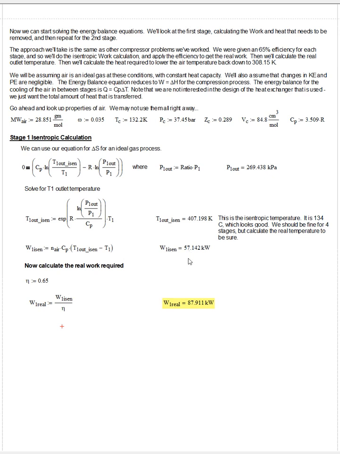and we get the real work for the first stage. And so this is going to be larger, which makes sense, because if it's very efficient, isentropically efficient, we should need less work. When we include all the irreversibilities, we need more work. And so we get work of about 87.9 kilowatt.